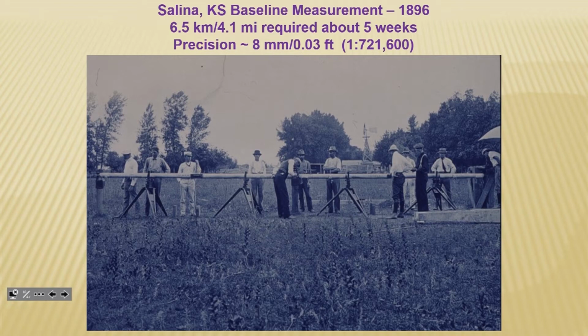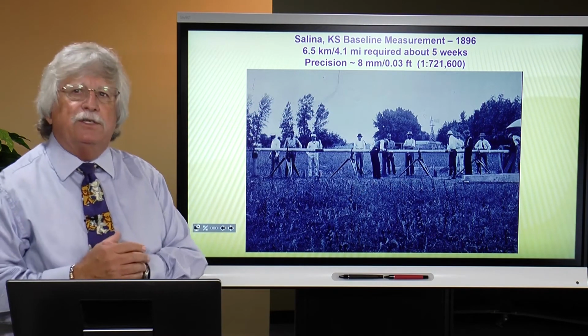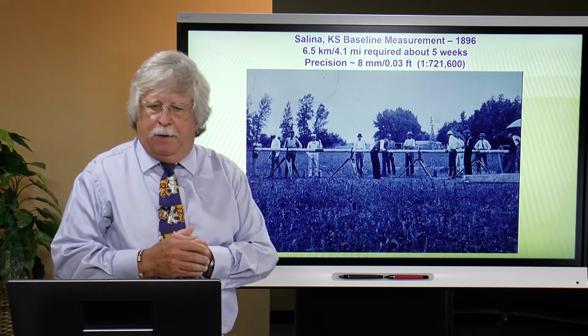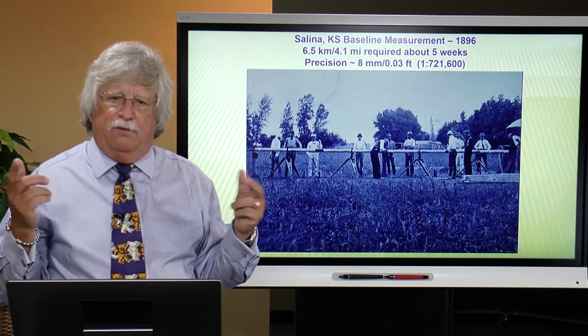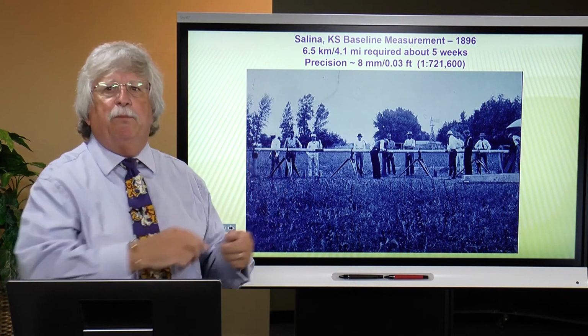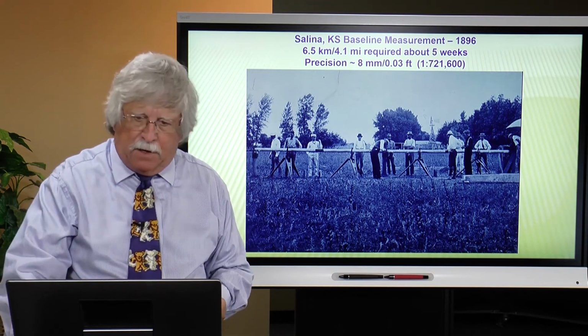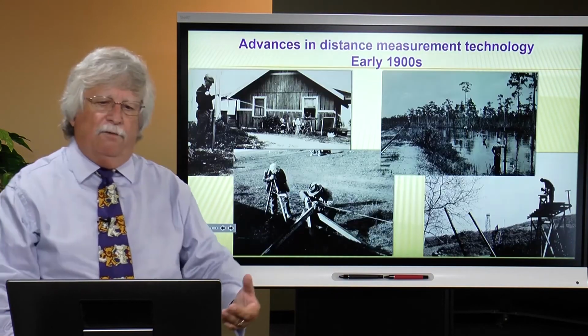But look at the quality: 8 millimeters, 1 part in 720,000 plus. Side note, the survey monuments at the ends, the two endpoints of that baseline, are still in place today. And some years ago, the Kansas Society of Land Surveyors actually performed measurements over those two lines, and they match the original measurement down to just a couple of centimeters. So the measurement process takes time to evolve.